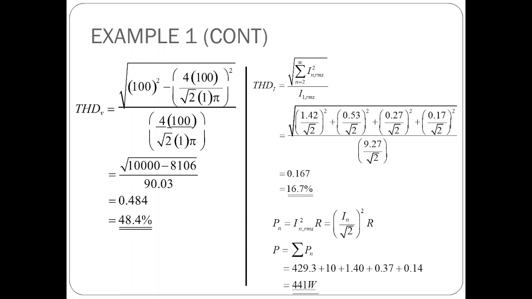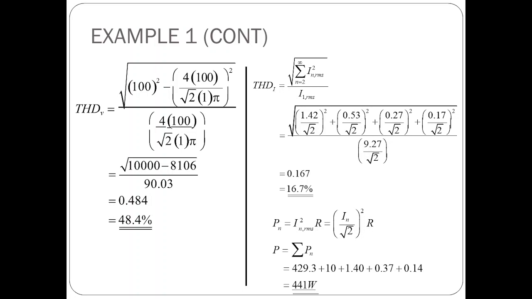Now, if you want to find out the current total harmonic distortion, it is always less than the voltage harmonic distortion. Why? Because we are seeing here the voltage at this particular load side has 48.4% total harmonic distortion, and the current total harmonic distortion is sigma n equals 2 to infinity in square RMS. If you calculate these values, then you will get a 0.167 value as THD, and you can write 16.7%.